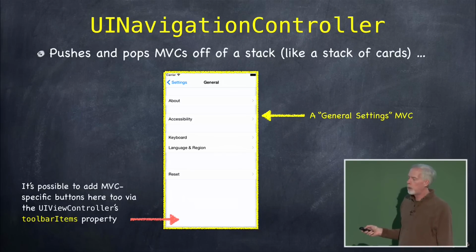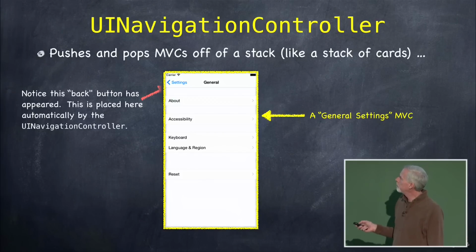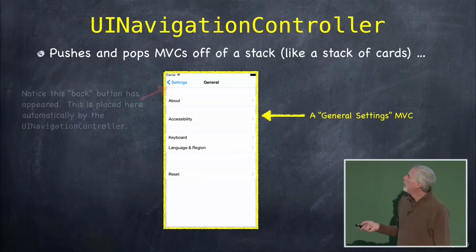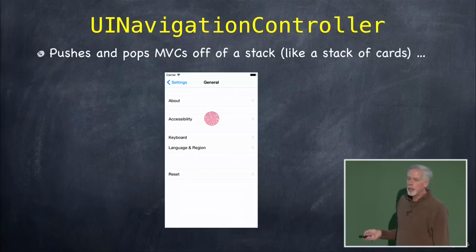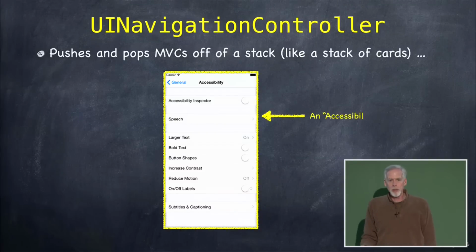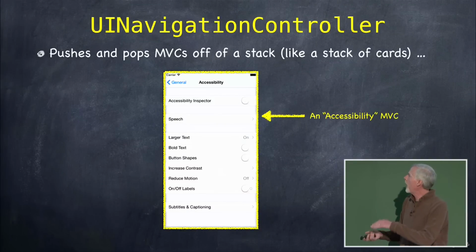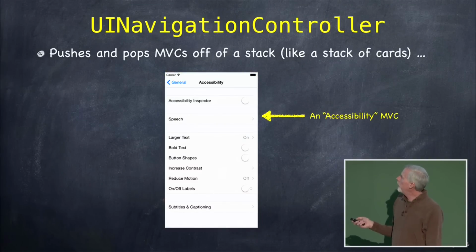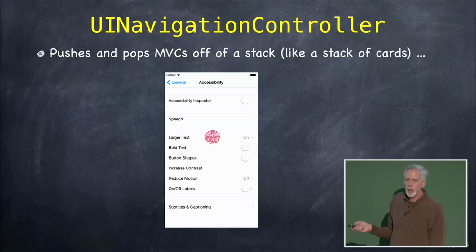That's also controlled by whatever MVC is showing. So toolbar items is a property on UIViewController. It's an array of UIBarButtonItem, and it'll let you put toolbar items down here, little small buttons. The back button got the title there, but you can also set the title to something different if you want. So let's say I clicked on accessibility right here. I'd get another new MVC. Now I have 3 MVCs on my stack. Let's go ahead and click on another one here, larger text.